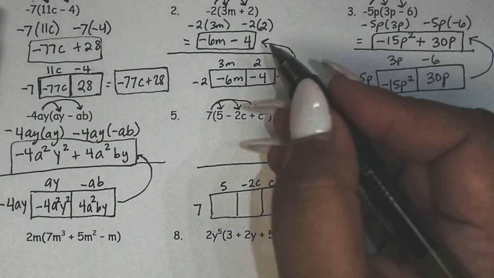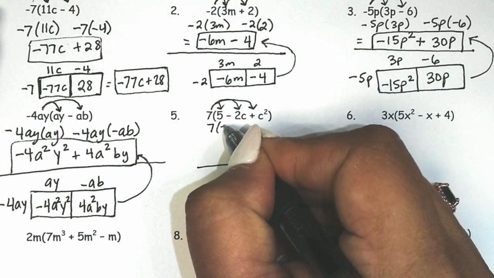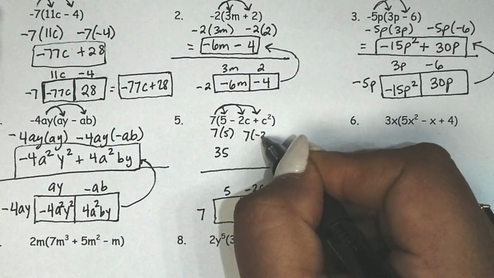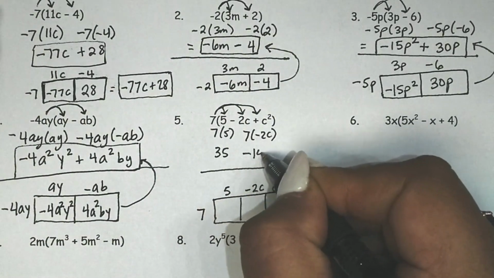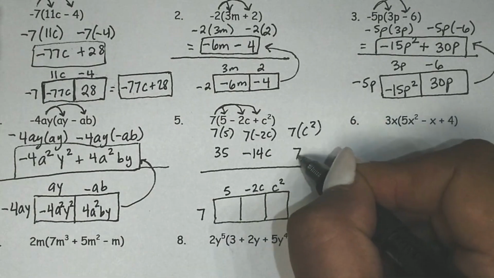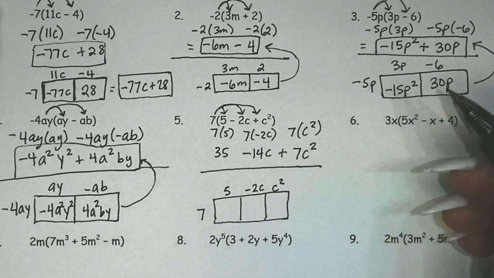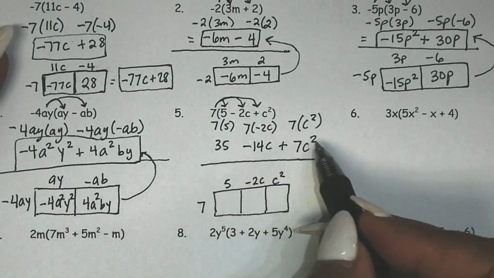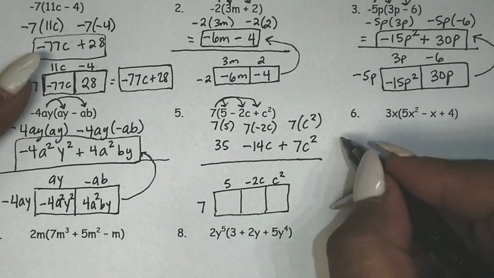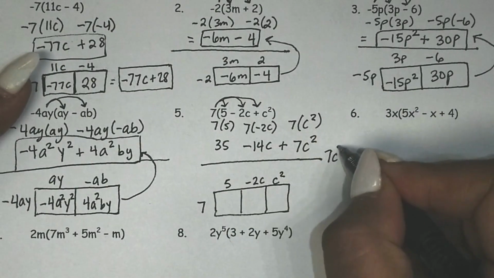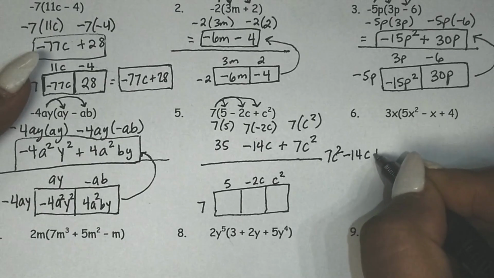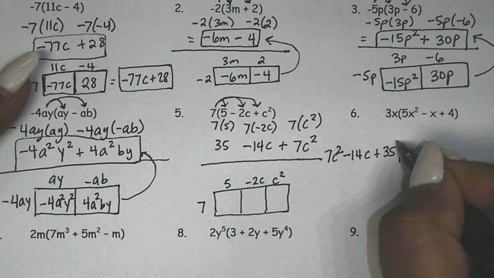Okay, 7 times 5 is 35. 7 times negative 2c is negative 14c, and 7 times c squared is 7c squared. Now, this is not in order. You have to put this in order. C squared comes first, then the c, then the 35, and you're done.